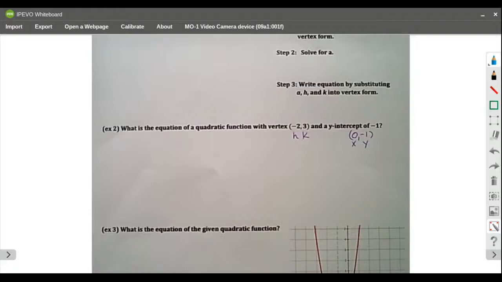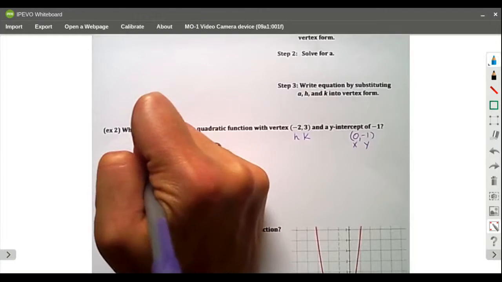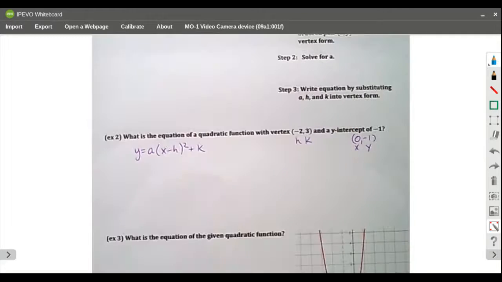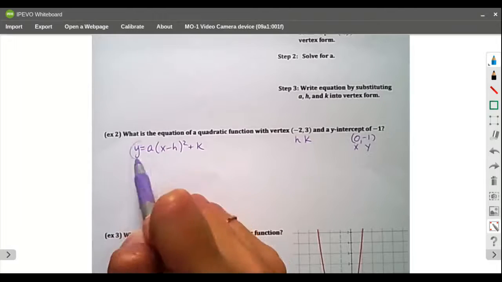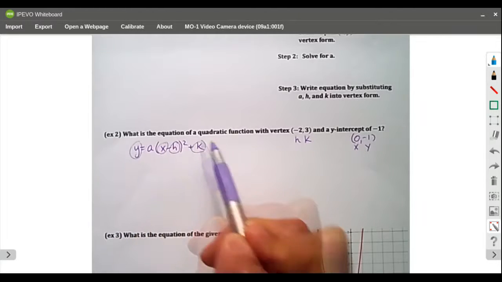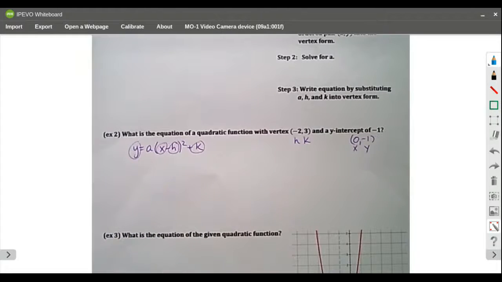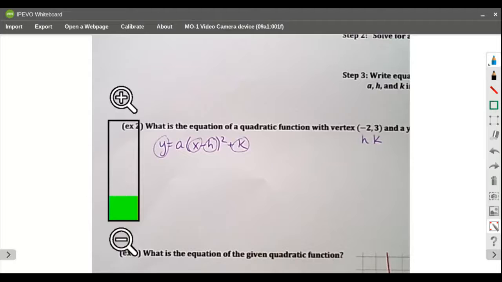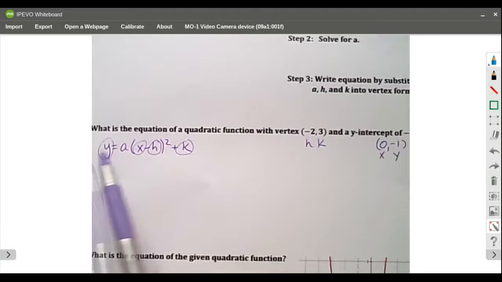So again, our goal here, we need to write the equation. So we need to find what a is so we can write the equation with h and k. So we're going to plug all of this into vertex form. So let me write vertex form, y equals a, and then (x minus h) squared plus k. And we're going to plug in for y, x, h, and k. And then we're going to solve for a. Okay, so instead of y, we're plugging in -1.